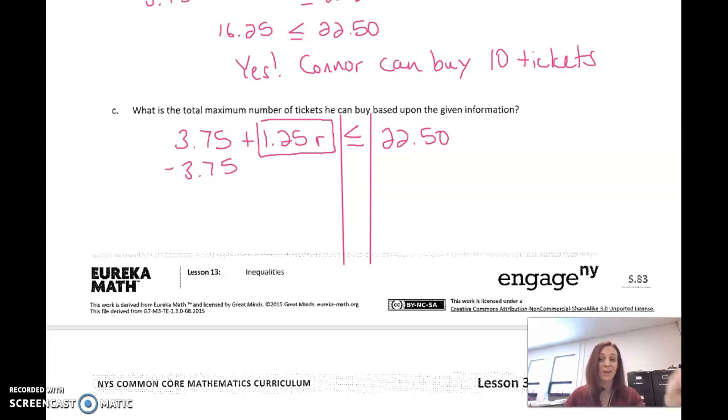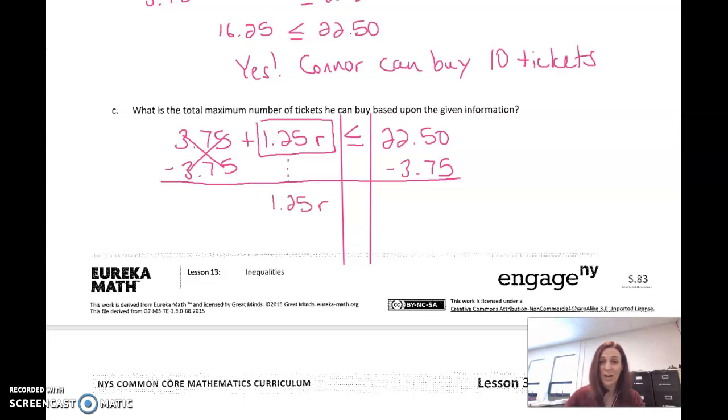Whatever I do to one side of the inequality, now we're doing it to the other side too. So I'm also going to subtract $3.75 from the other side. I double check to make sure these are opposites. If they're opposites, they add to 0, and I just bring down what's left. $1.25 times R, I bring down my inequality, and then I just subtract this and I get $18.75. Okay? So I've undone this addition. Now I've got to undo this multiplication. What undoes multiplication? Division. So I'm going to divide both sides.